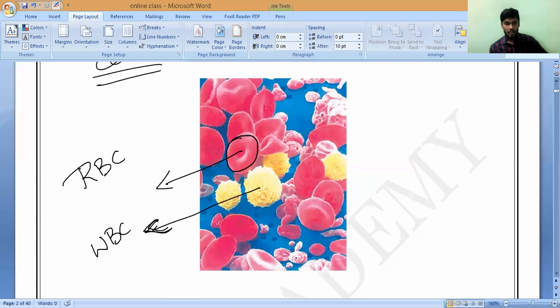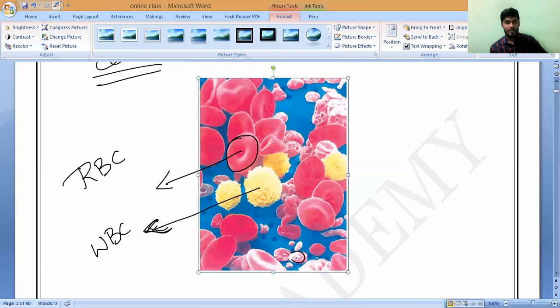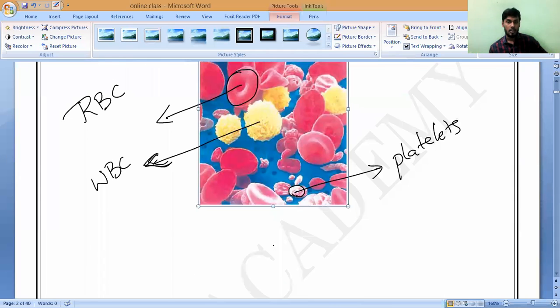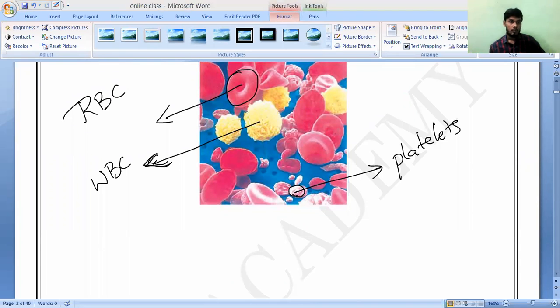Small substances here, which look like a disc. Understand? Small discs, which we call what? Platelets. Do you understand? Platelets. Are you clear in this picture? Yes or no? Yes, sir.